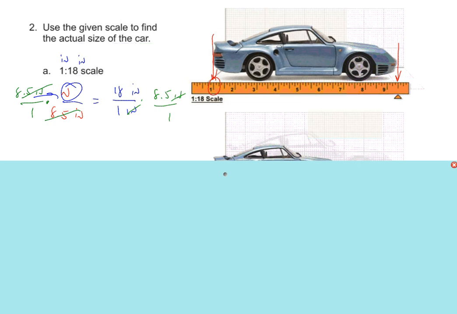What is the length of the car? Emily? 153 inches. Say it again. 153. Anybody agree? 153 inches. Okay.